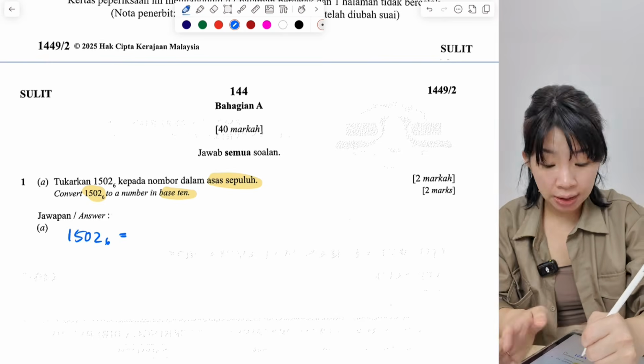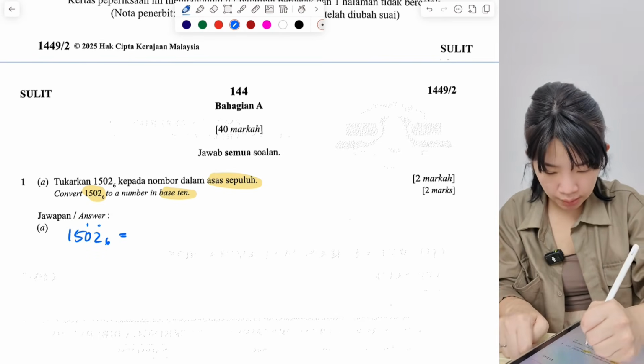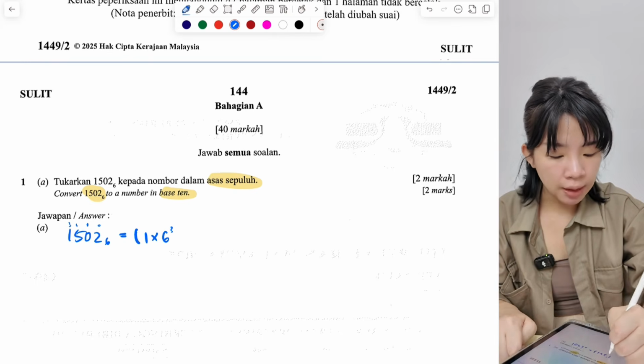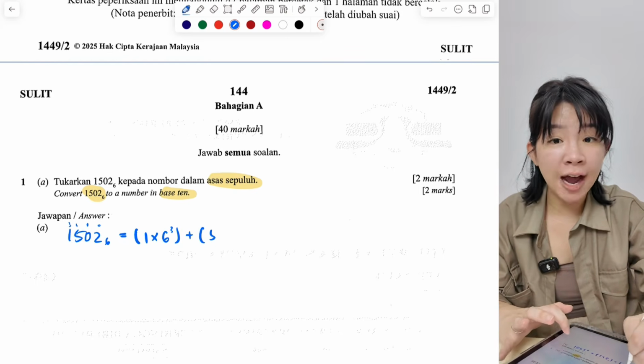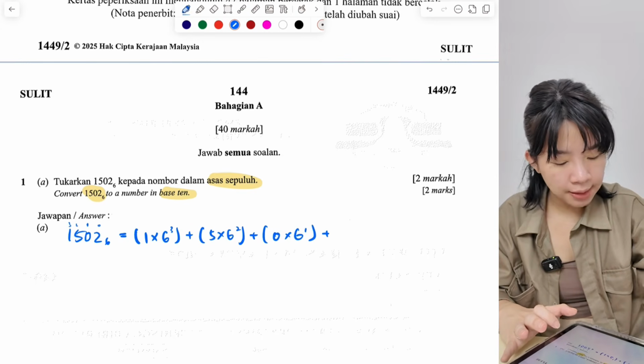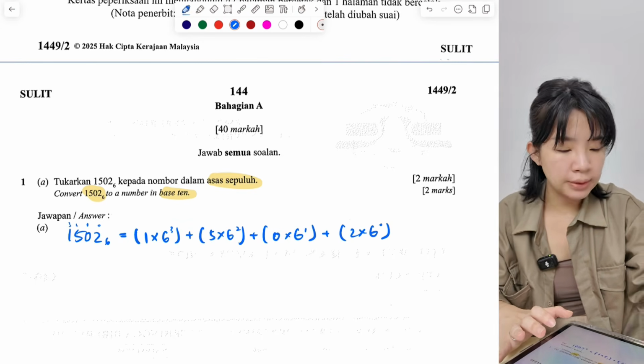We start from the last digit and label 0, 1, 2, 3. So the first digit 1 times 6 to the power of 3, plus, followed by the second one, 5 times 6 to the power of 2, plus 0 times 6 to the power of 1, plus 2 times 6 to the power of 0.